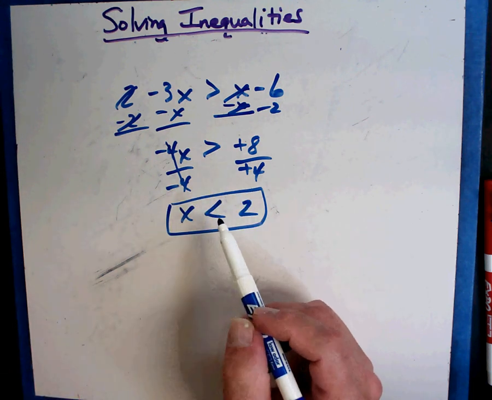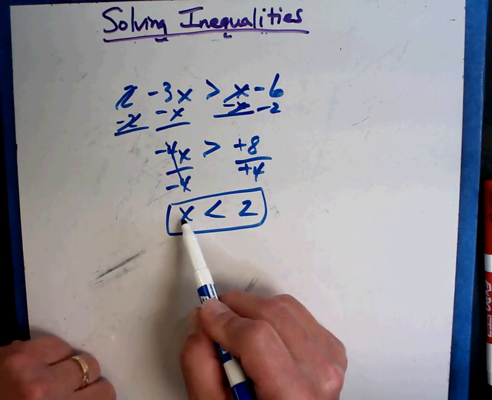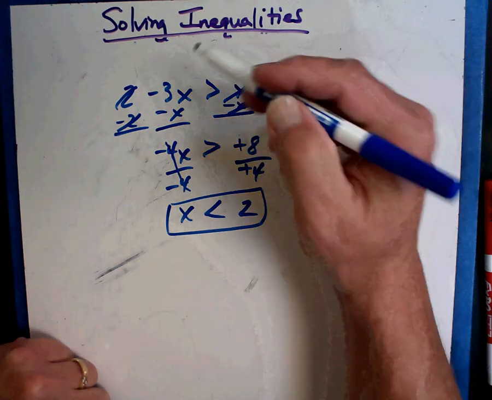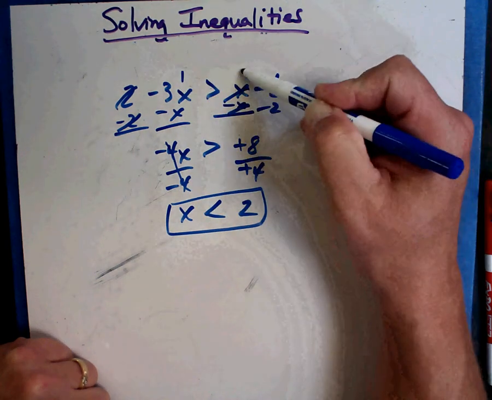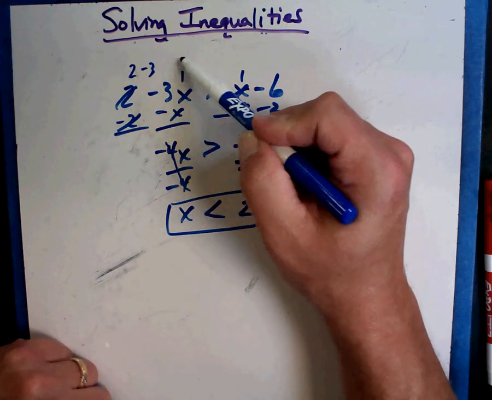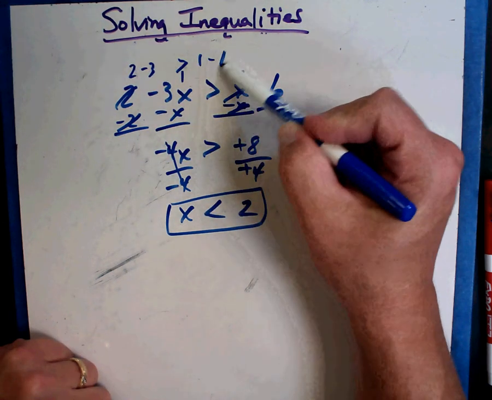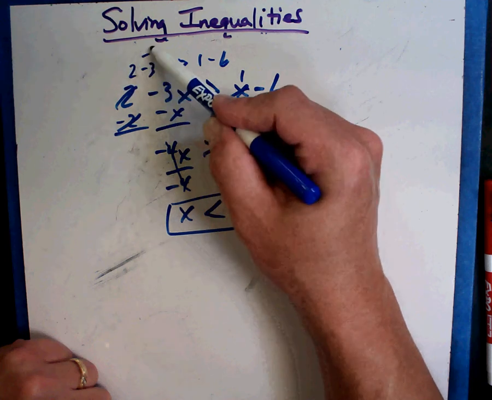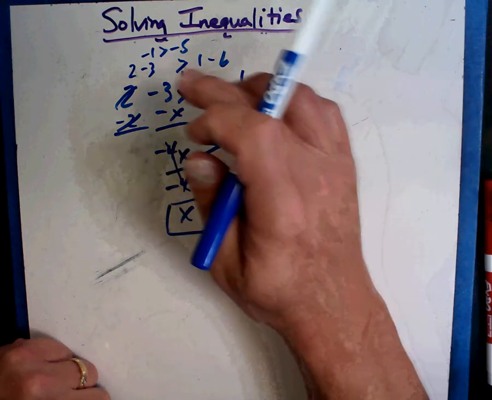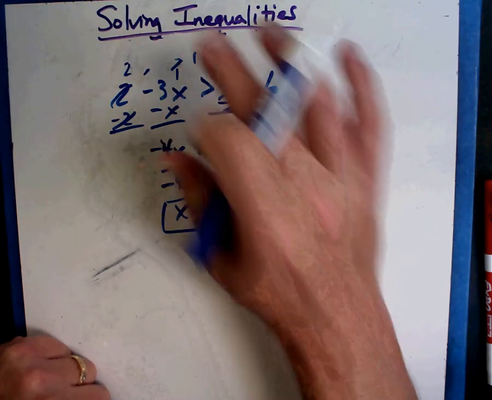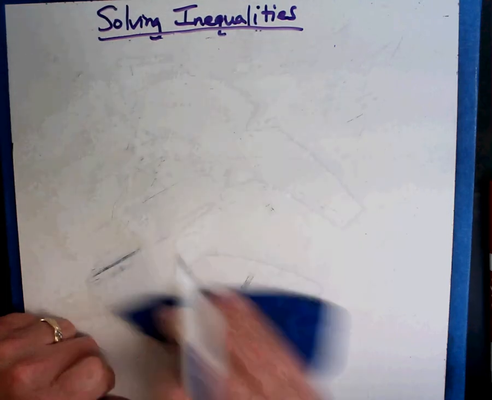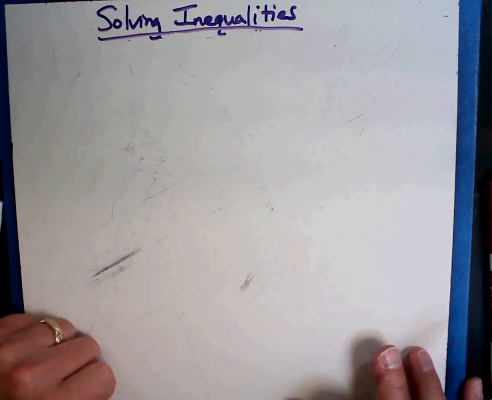If you wanted to check yourself very quickly, anything that's going to work in this equation has to be less than 2. So let's pick 1 real quick. If I put in a 1 here and a 1 here, 3 times 1 is 3, so 2 minus 3 is greater than 1 minus 6. Let's see if that's right. 2 minus 3 is a minus 1, which is greater than minus 5. And that's true. Minus 1 is actually a greater number than minus 5. So I could check myself along the way. Most times you don't have to. Just remember that if you divide by a negative, you have to flip the sign.